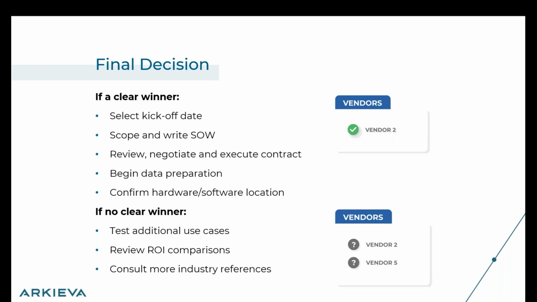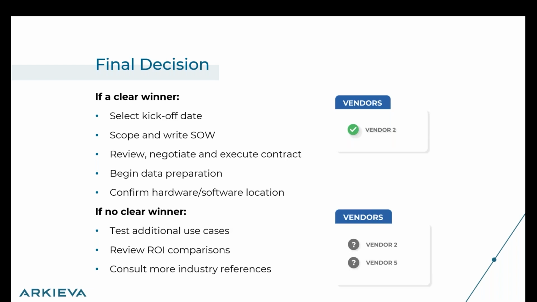But sometimes what will happen is you will have two vendors that are so close, they are neck and neck, and you really cannot decide which to use. In that case, you still have work to do. You may have to give them additional use cases. You may have to ask for more ROI comparisons. You may have to do more industry references. So whatever you have to do, if there's no clear winner, ultimately the goal is to get to the clear winner so you can get into the next steps.